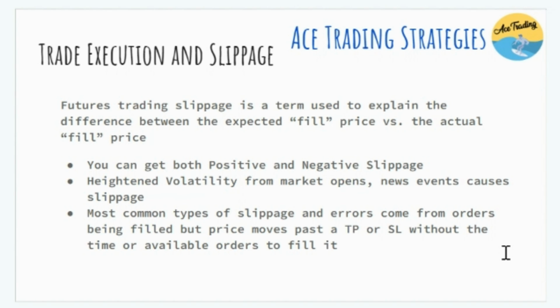The most common types of slippage and errors come from orders being filled, so the initial order being filled, or when you're in an open position but price moves past your take profit or your stop loss without the time or the available orders to fill that TP or stop loss. So those are the most common problems that we have with slippage.